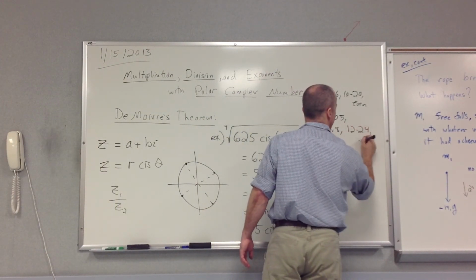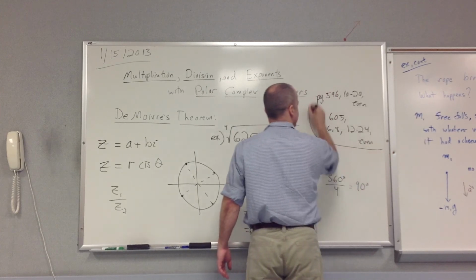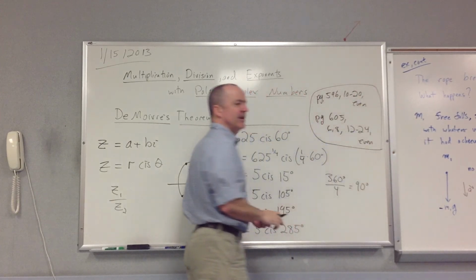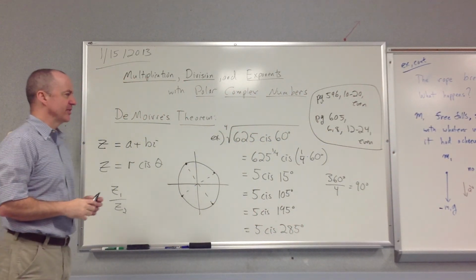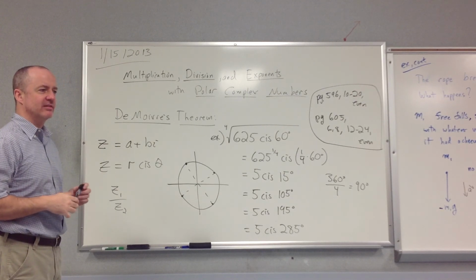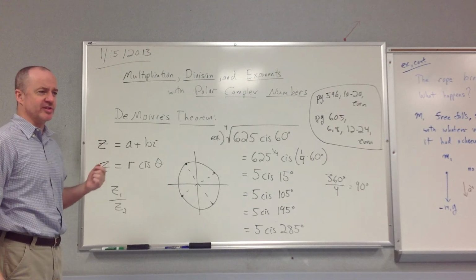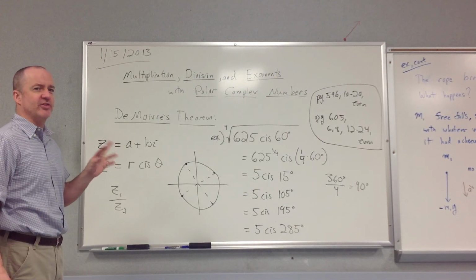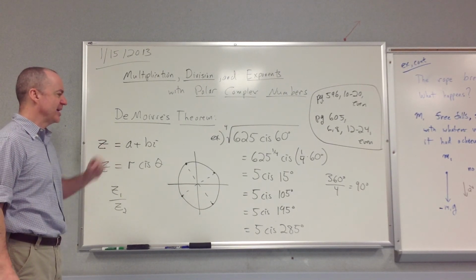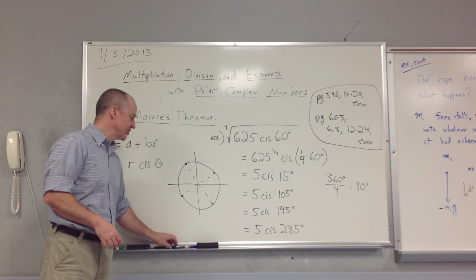And I'm changing the directions a little bit. It says put your answers in rectangular form, and I don't care. Leave them in polar form, that's fine. And if it says just find the principal root, I want you to find all the roots. You guys understand those two differences in the homework? So do it the way I did it up here.